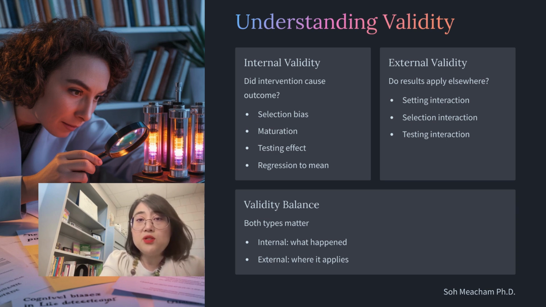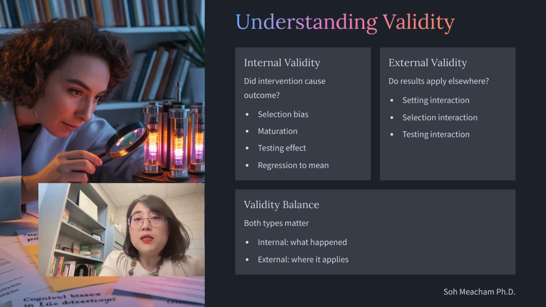Interaction of testing and treatment occurs if taking pretests made students focus differently during interventions, affecting generalizability beyond those who took pretests initially. For example, if students who took a pretest on science concepts are more engaged during the intervention, the results might not apply to students who didn't take the pretest. It's like giving someone a sneak peek of a movie and then asking if they like the whole film.